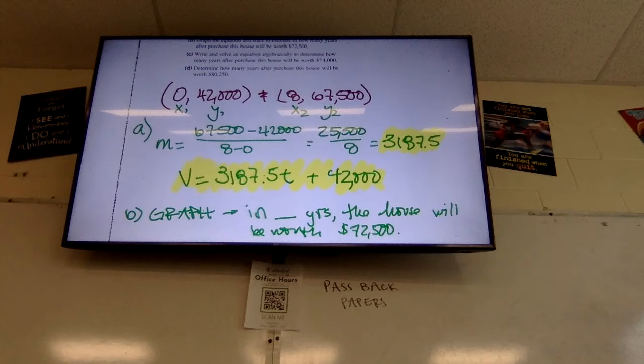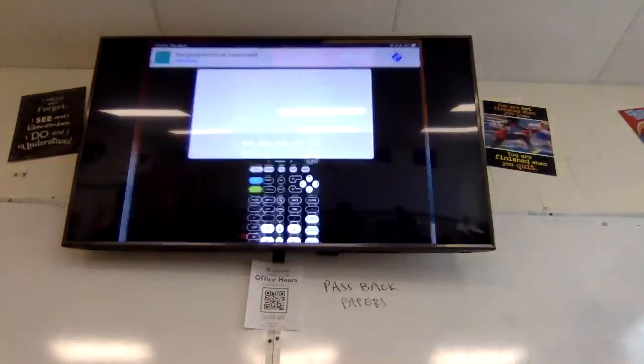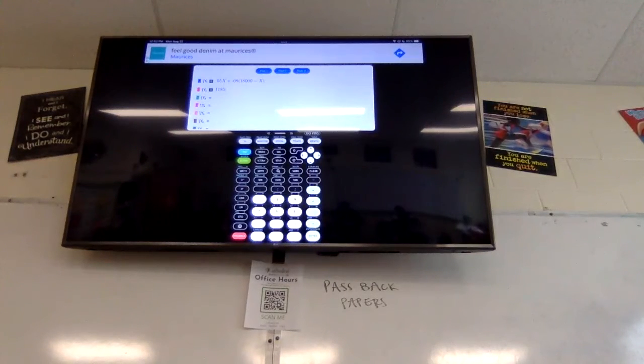I cannot show both at the same time anymore, so I'm going to remember this formula and graph it right now. I'm going to my y equals 3,187.5x plus 42,000. Don't lose a decimal place like I just did.